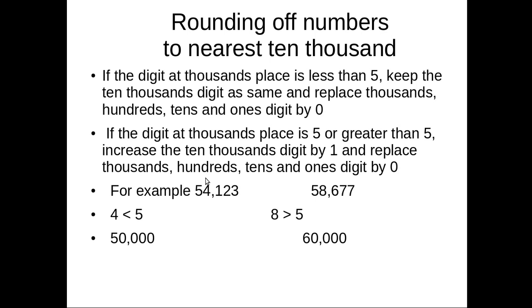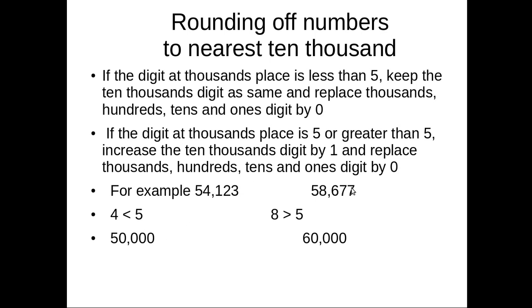Let us see an example, 54,123. Now see here the thousands place digit is 4 and it is less than 5. So what we have done here is keep the ten thousands place digit 5 the same and replace the other 4 place digits, that means thousands, hundreds, tens and ones, by 0. So the nearest 10,000 of 54,123 is 50,000.